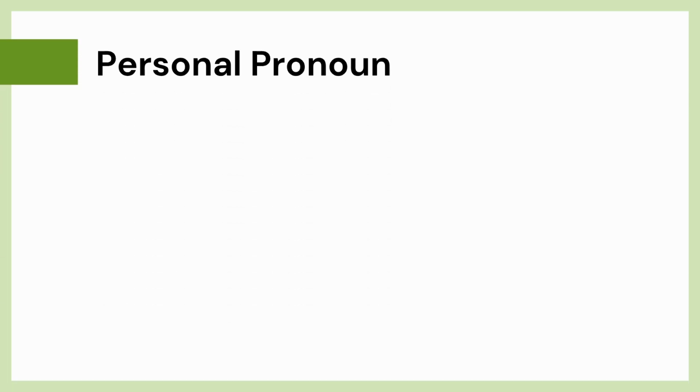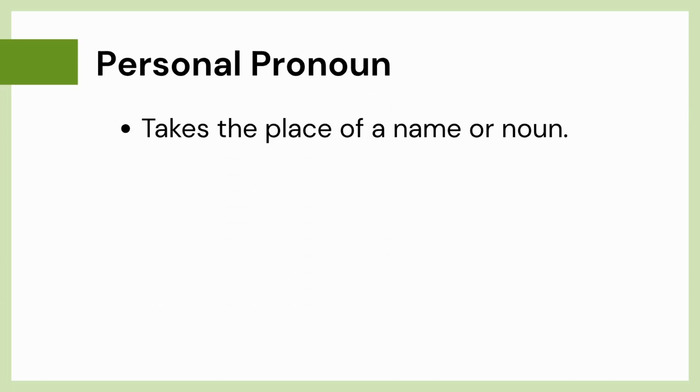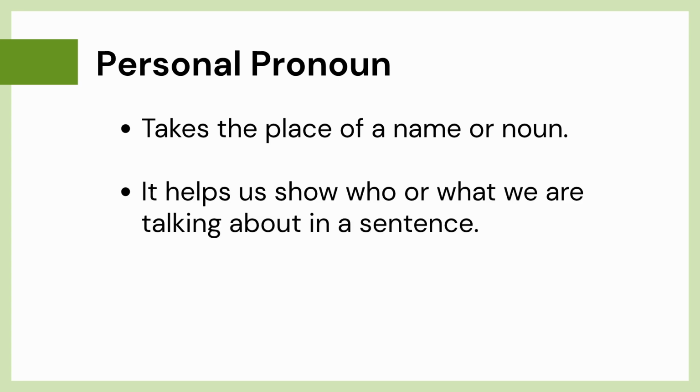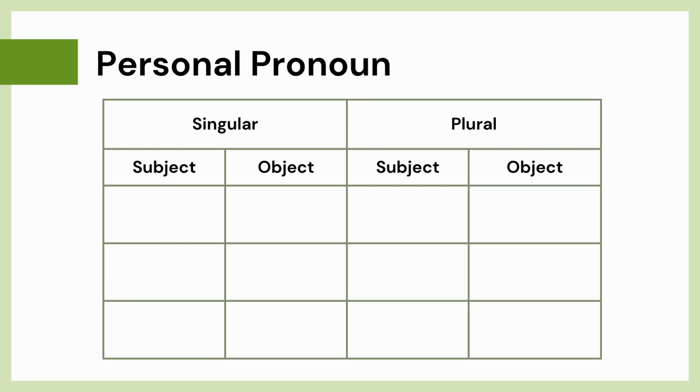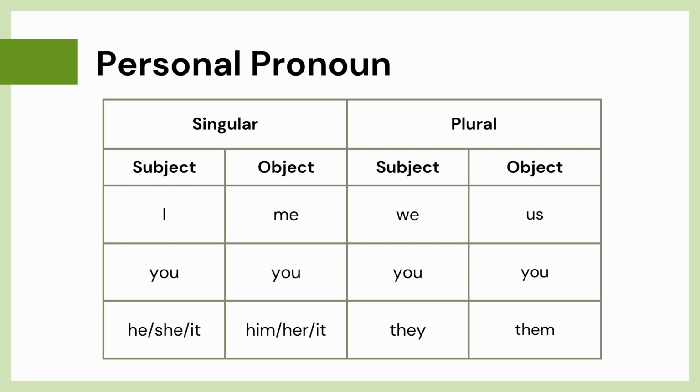A personal pronoun takes the place of a name or a noun. It helps us show who or what we're talking about in a sentence. Under personal pronouns, we have the singular and plural forms with the subject and object pronouns. Don't worry, it might seem a lot, but we're going to look at them one by one to show examples and make it easier to understand.